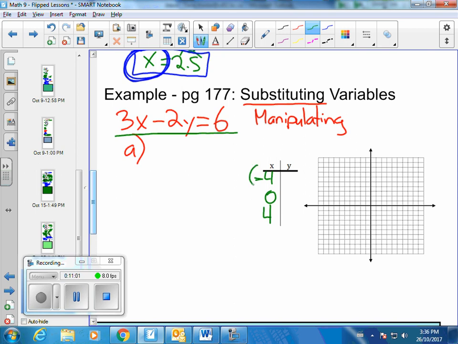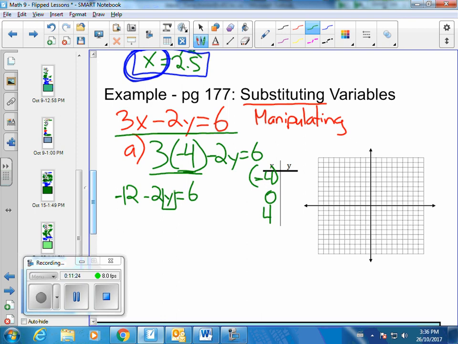I'm going to do it one at a time. I'm going to do -4 first. So I'm going to go 3 times -4. All I do is put the number in place of the x, minus 2y equals 6. So my writing's a little bit big here. So 3 times -4 gives me -12 minus 2y equals 6.